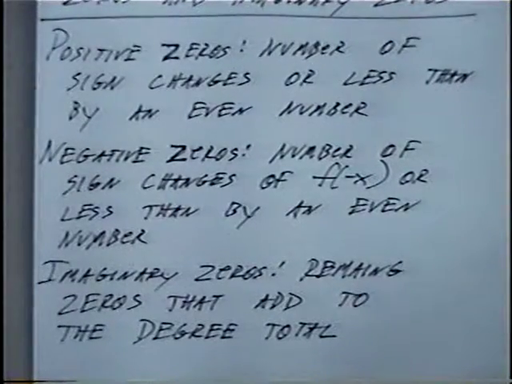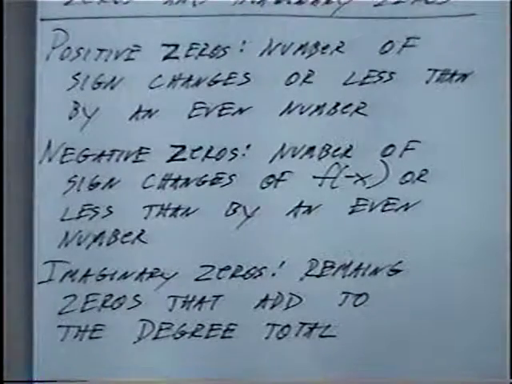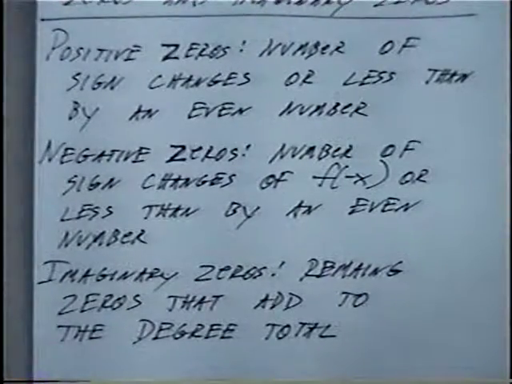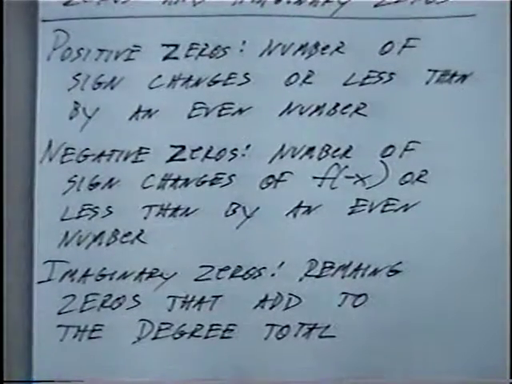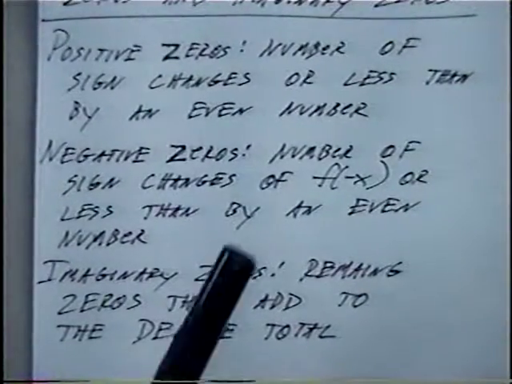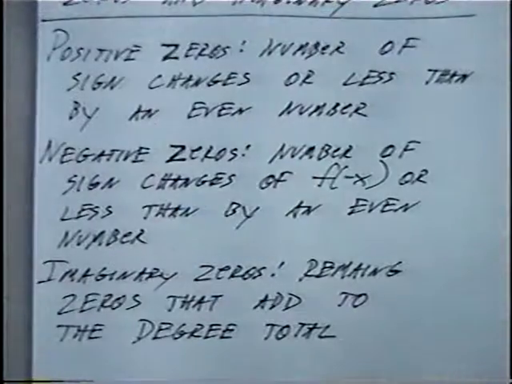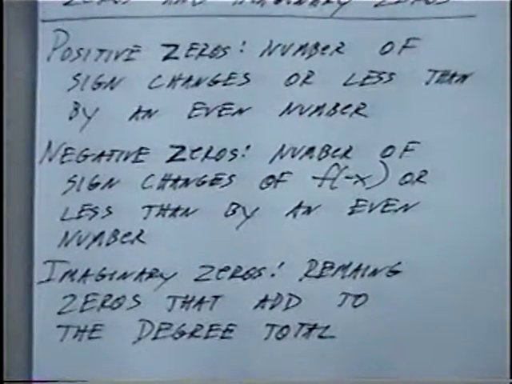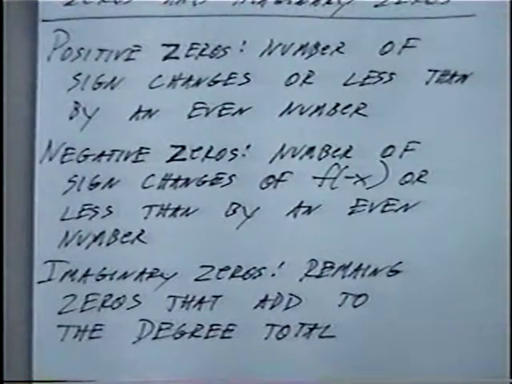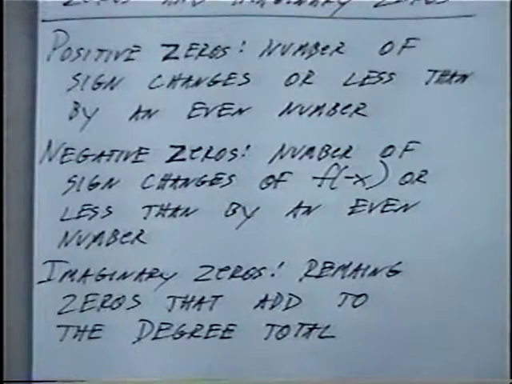The first definition, for positive zeros, is the number of sign changes or less than by an even number. The number of sign changes is how many times it goes from positive to negative or negative to positive. Less than by an even number, we're basically going to take away 2 from each answer as much as we can. Negative zeros are similar.